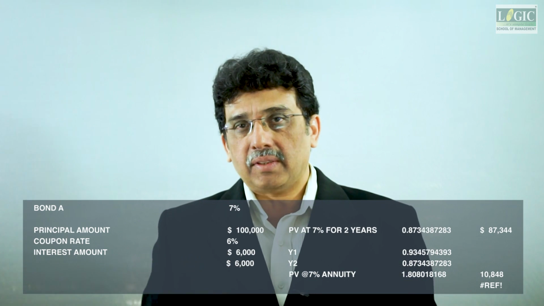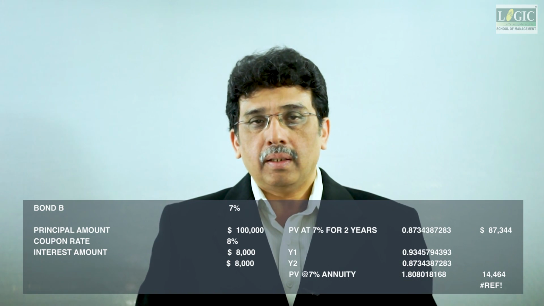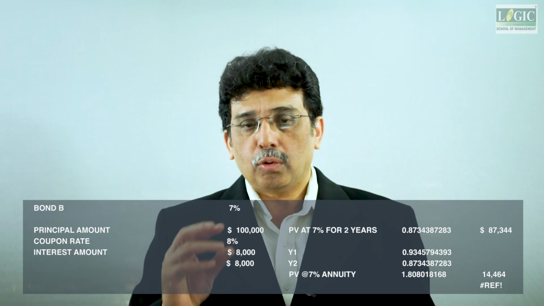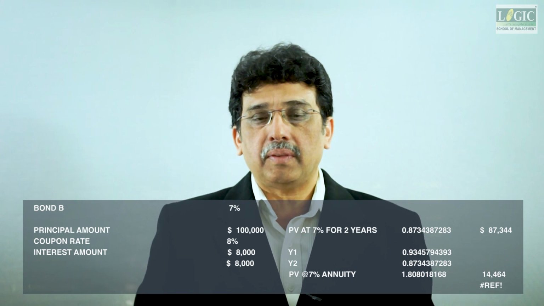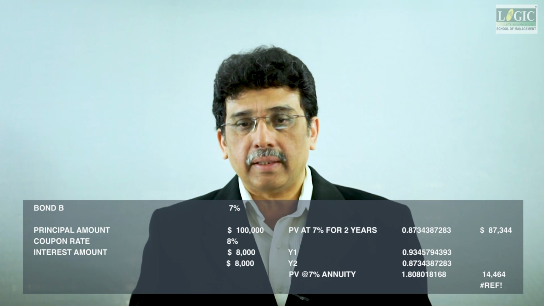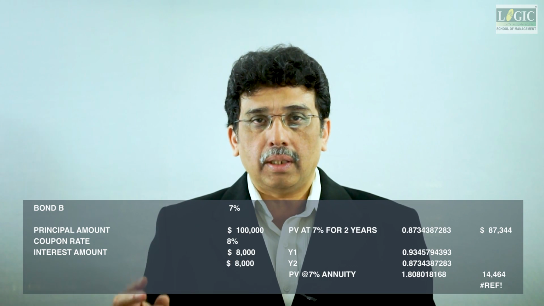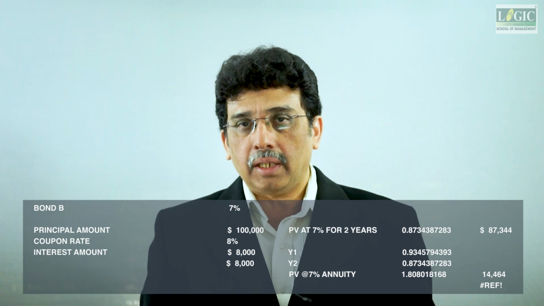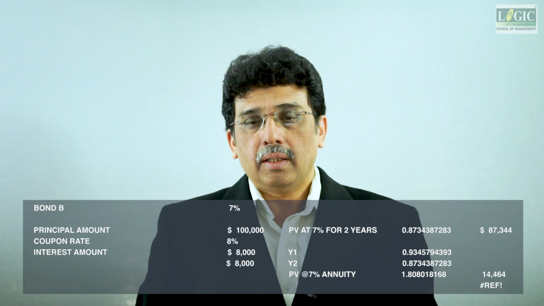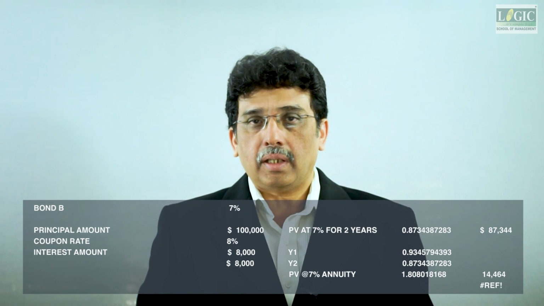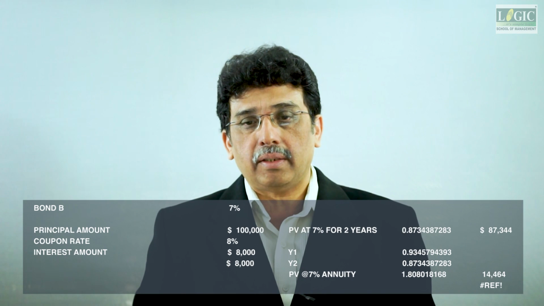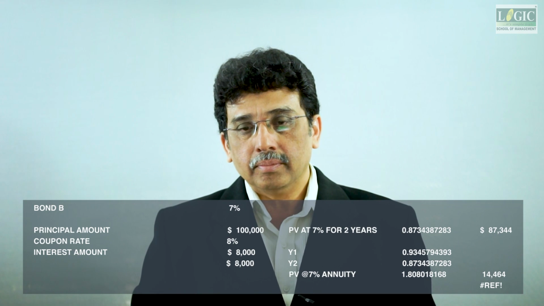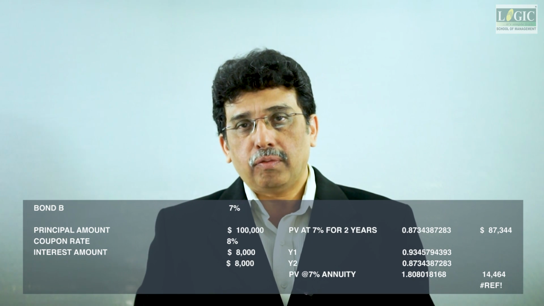Now let us do the same exercise for bond B. Now bond B, the only difference here is everything remaining the same, the interest changes. The coupon rate becomes 8% instead of the previous 6%. So the present value factors are absolutely the same for both: the dollar received after 2 years, which is 0.873, and the annuity, that is a dollar received every year discounted at 7% for 2 years. So that is 1.808. So 1.808 multiplied here by 8,000 is going to give you 14,464.